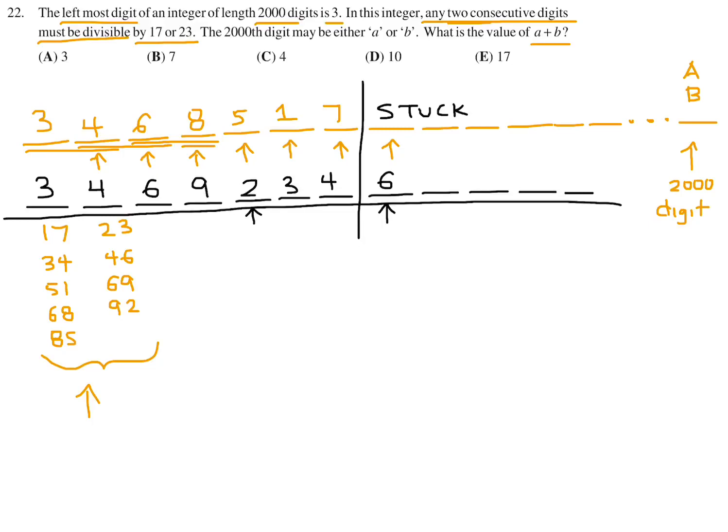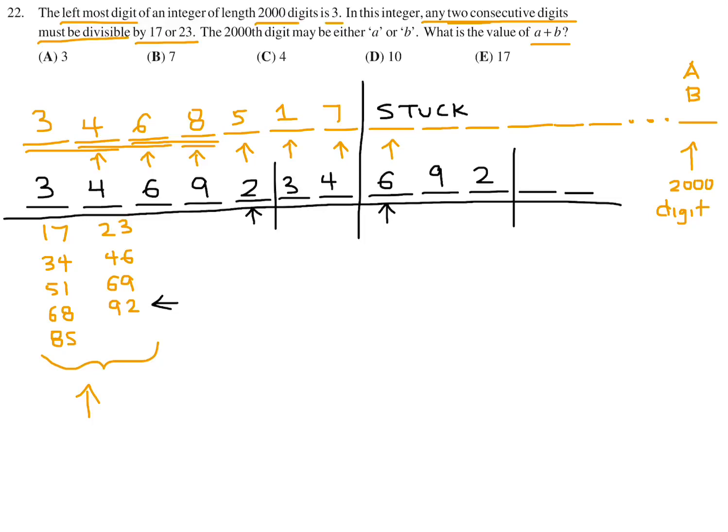So that becomes a 9. And 9 then gives us 2. And I think we're just repeating ourselves at this point. 3, 4, 6, 9, 2. All right. So this 5-digit series just keeps on repeating until we get to the 2000th digit.